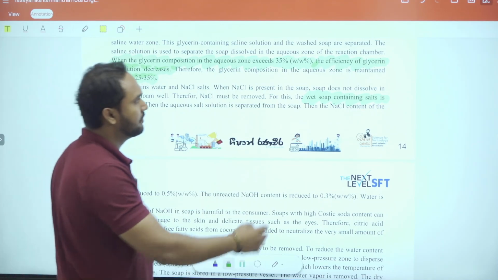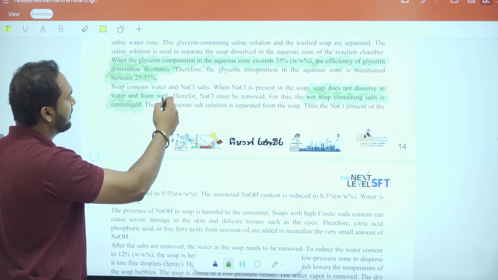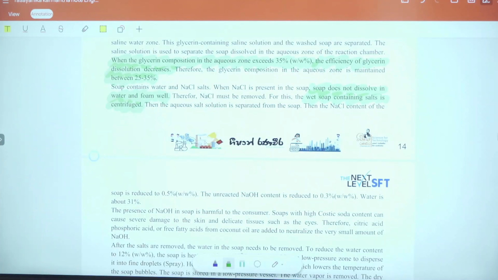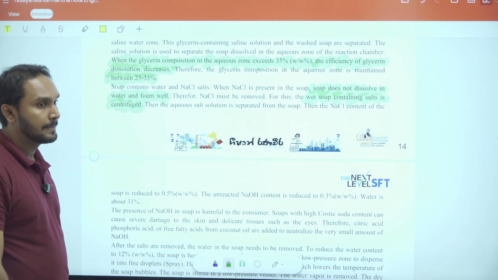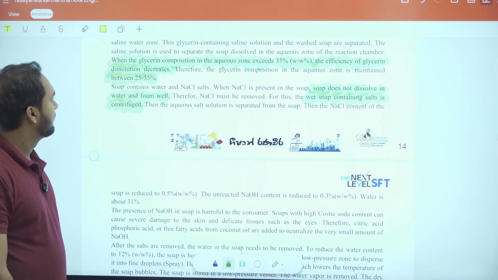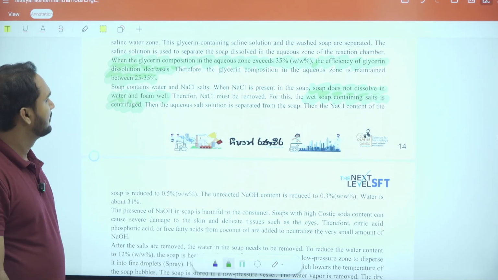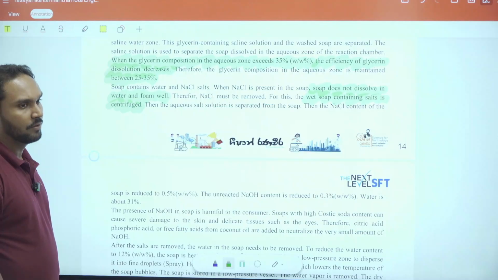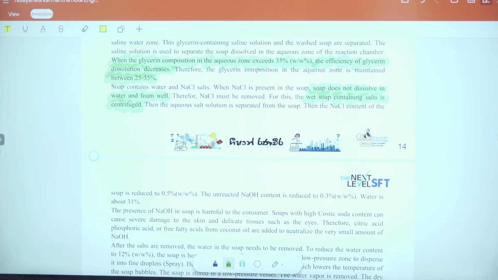Why does it do that? Soap does not dissolve in water and foam well. Foam well means the foam, the lather, forms when sodium chloride is present. Foam means lather. When NaCl is present in soap, soap does not dissolve in water and foam well. Foam means lather is not formed.